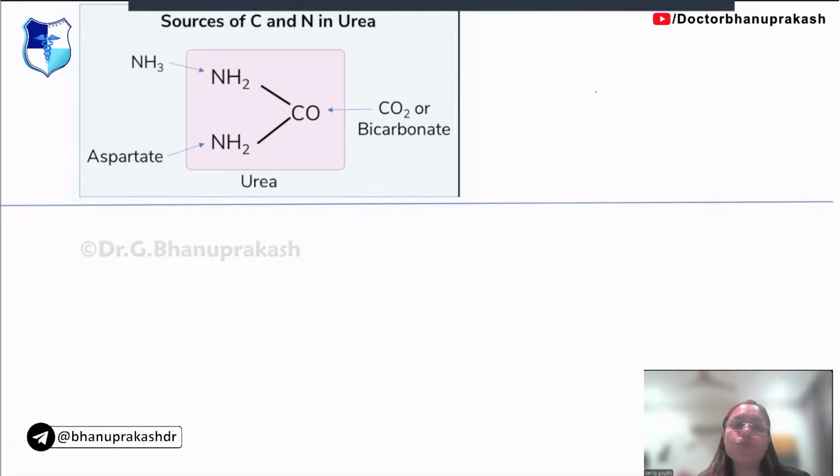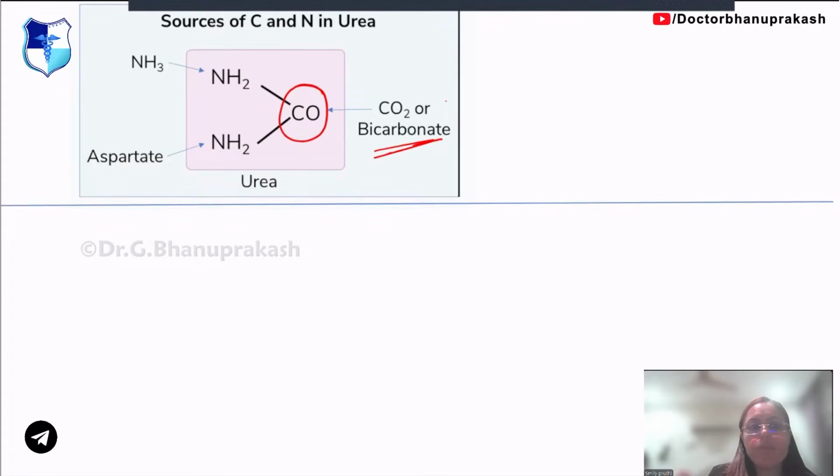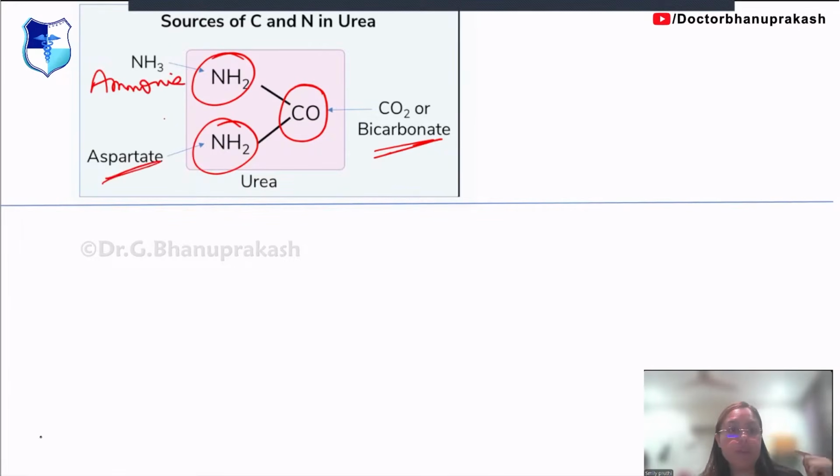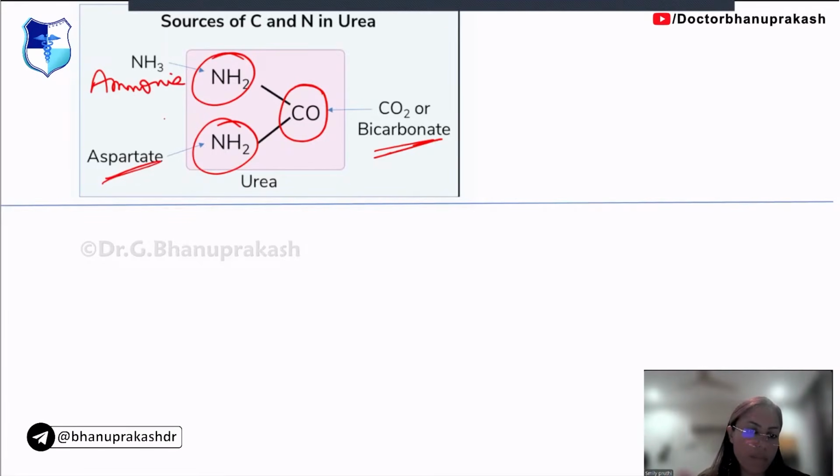Okay. Then sources of carbon and nitrogen in urea. The carbon is from bicarbonate or carbon dioxide. The other two nitrogens, one is from ammonia, the other is from aspartate. Aspartate, you remember, was getting added at the third step. So urea has one carbon, two nitrogens. The one carbon is from carbon dioxide or bicarbonate. The two nitrogens are from ammonia and aspartate.